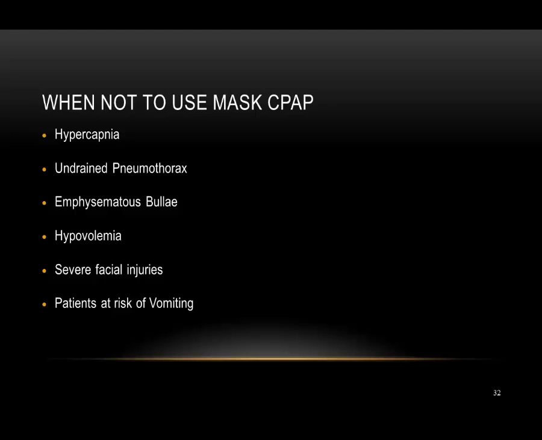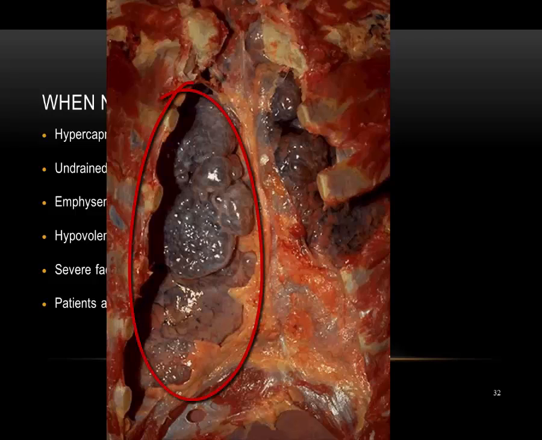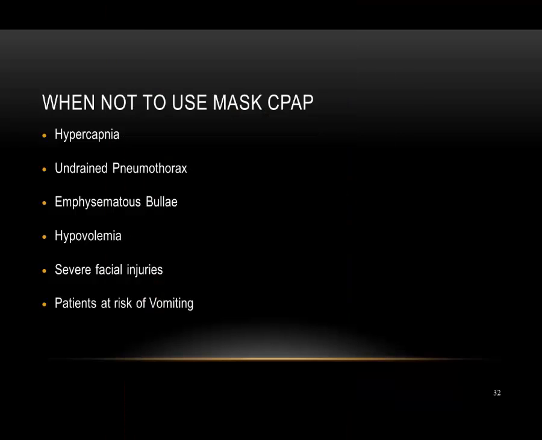CPAP should not be used in patients with an undrained pneumothorax. A bulla within the lungs presents a risk when any type of positive airway pressure is applied to the lungs. A bulla is a large area of the lungs that is broken down to form a hole. Bullae are very brittle and present a risk of bursting, especially at higher values of pressure. This is why we are using 10 centimeters of water as our maximum CPAP.